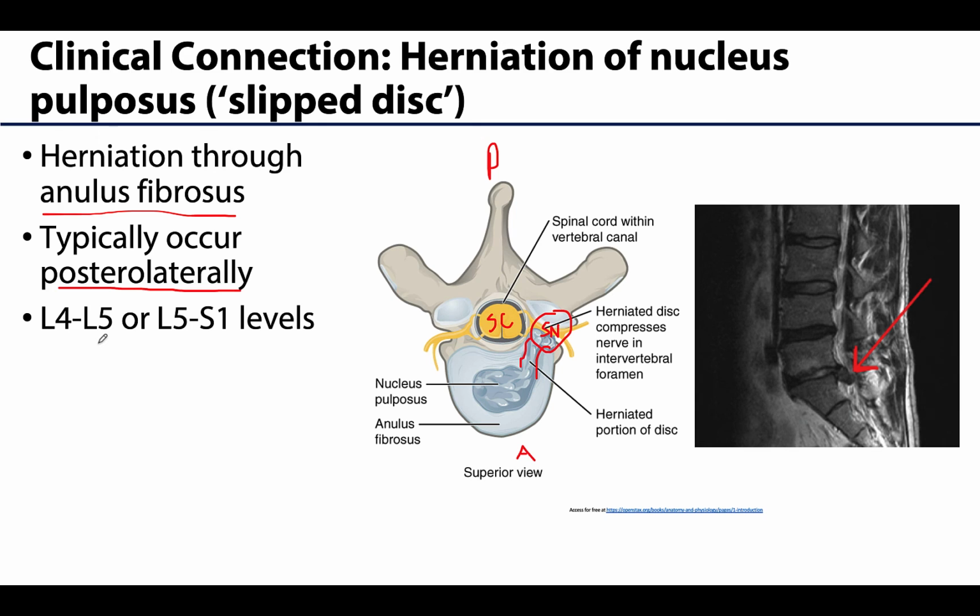And the most typical place for slipped discs is at the intervertebral disc between L4 and L5, or between L5 and S1, because that lumbar region really bears much of the weight of the body. And you also have a lot of movement associated with the lumbar region. So it just most often will occur here because of those factors.